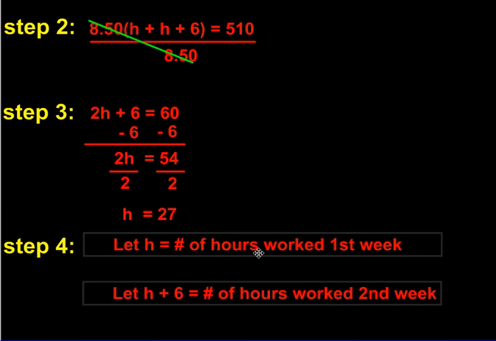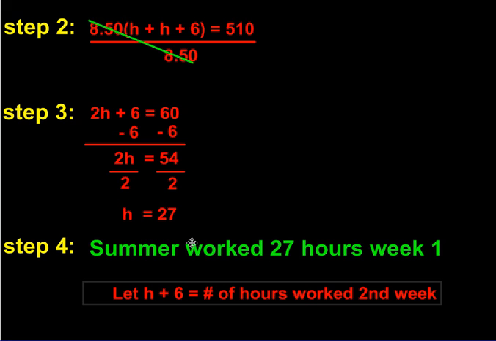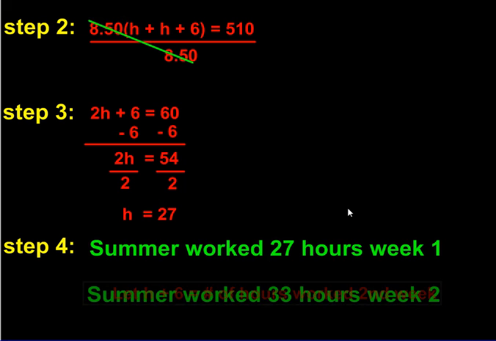So now we can go back to our let statements and plug in some information. So we said H equals the number of hours worked the first week. So we can see that Summer worked 27 hours week 1. Our second let statement, let H plus 6 equal the number of hours for second week. 27 plus 6 is 33.